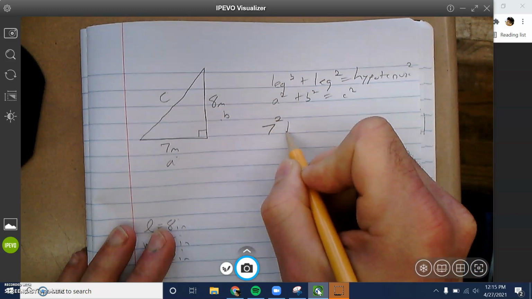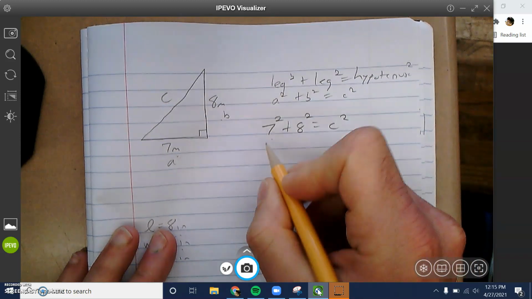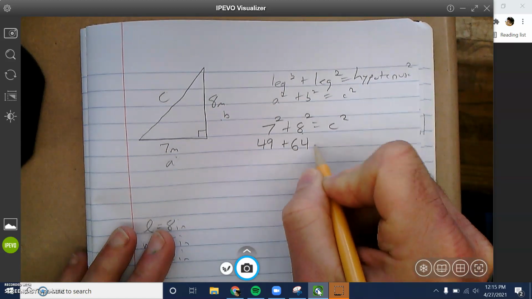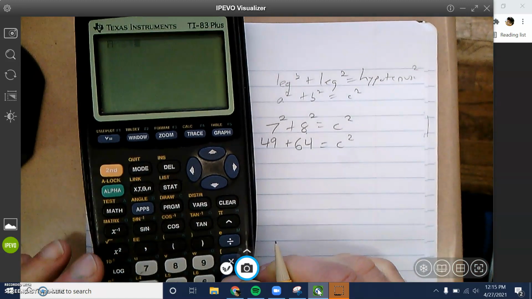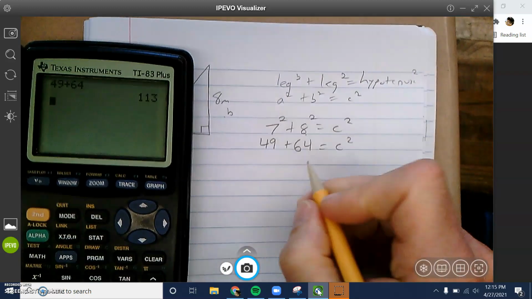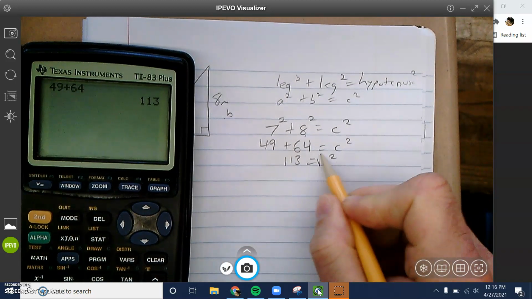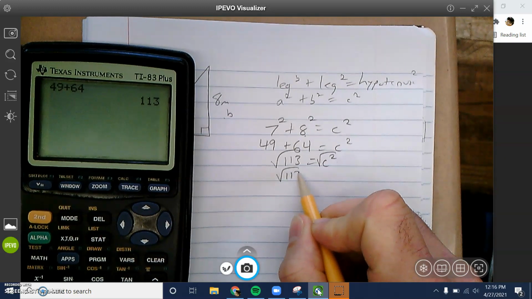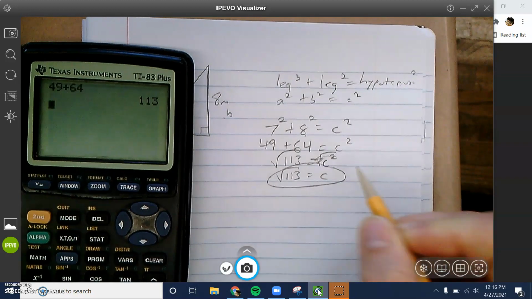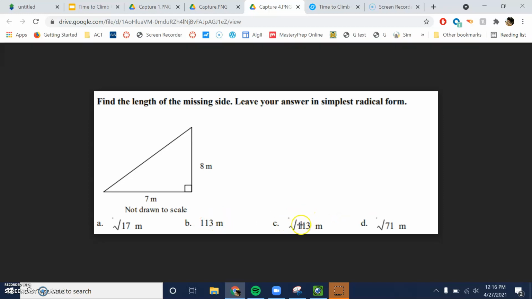So in this case, you got 7 squared plus 8 squared equals c squared. 7 times 7 is 49. 8 times 8 is 64. 49 plus 64 is 113. So c squared equals 113. What's opposite of squaring? You need to square root. So square root of 113, square and square root are opposite, so they go away, equals c. So that would be c, not b, that is c.